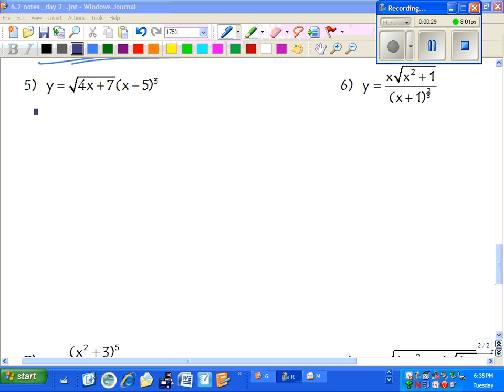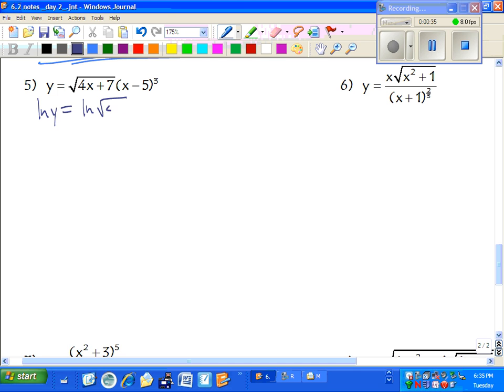Same steps to start with. We're going to take the natural log of both sides. Actually, let's rewrite this. Let's not use a square root. Think of it as 4x plus 7 to the 1/2 times x minus 5 cubed. Remember, we're taking the natural log of this whole thing.